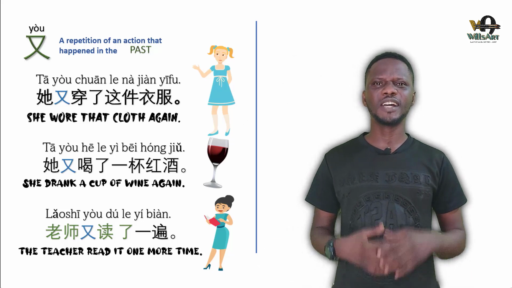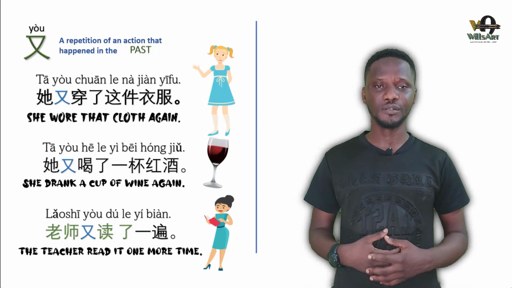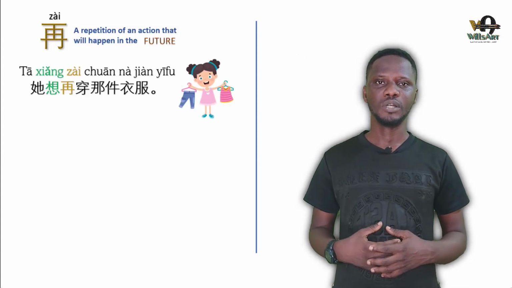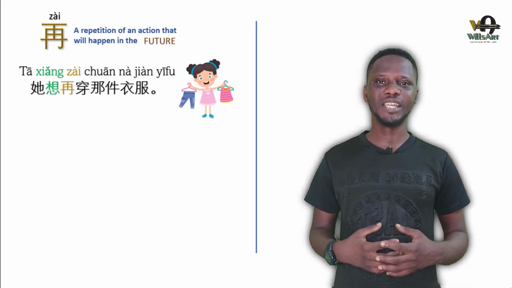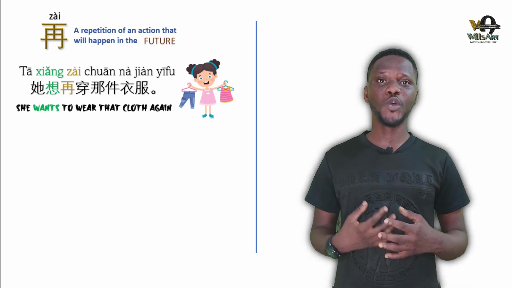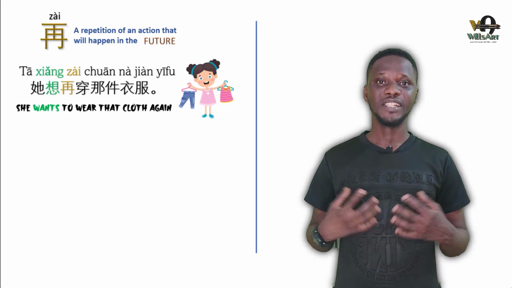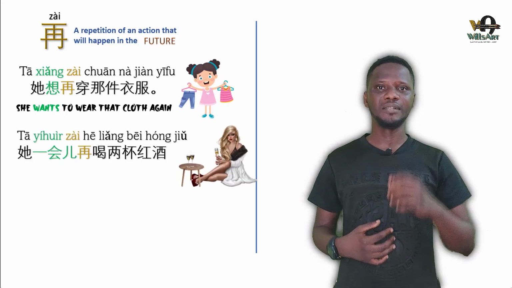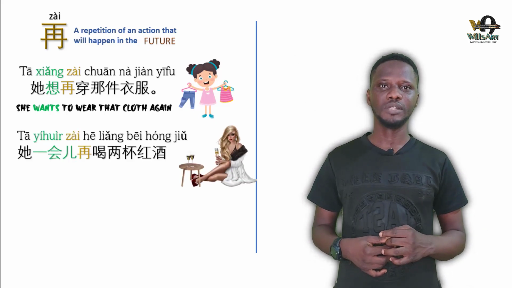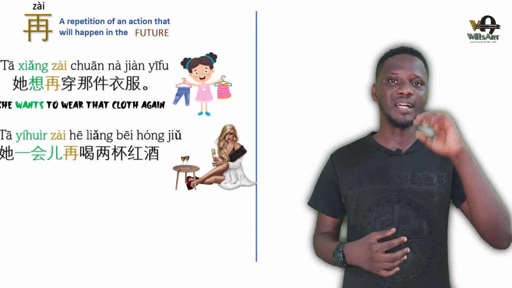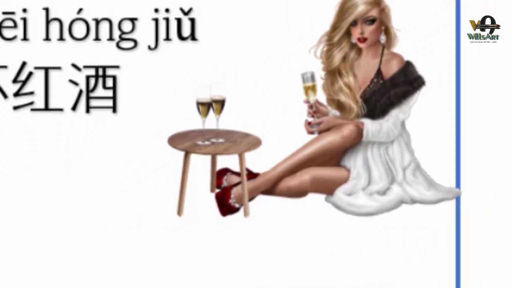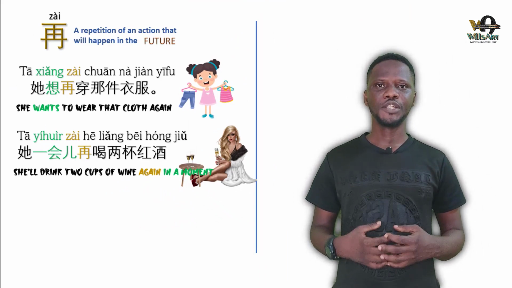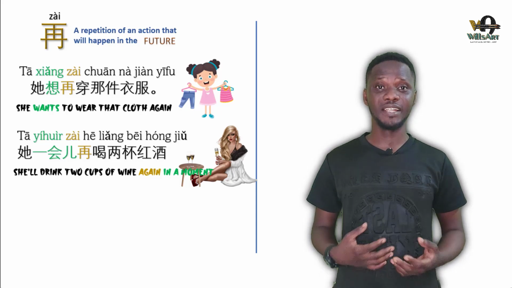So how do we indicate that it's going to be a future repetition? You can say 她想再穿那件衣服。She wants to wear that clothing again. 她一会儿再喝2杯红酒。She will drink 2 cups of wine again in a moment.